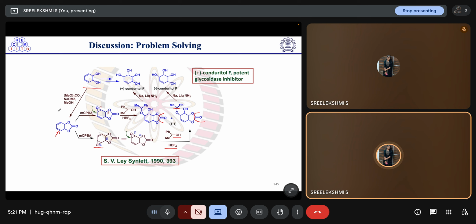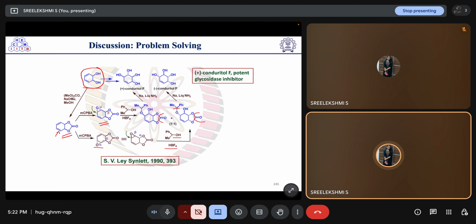So one synthetic application of this type of oxidation we can see. If we have this compound, this can be converted into two natural products, plus-conduritol F and minus-conduritol F. Plus-conduritol F is a potent glycosidase inhibitor. So how is this reaction happening? Once we get this diol, both the hydroxyl groups are protected using this carbonate to get this compound. Then mCPBA oxidation, if it goes over here, since this is beta, the epoxide will come over alpha, so we will get this compound.